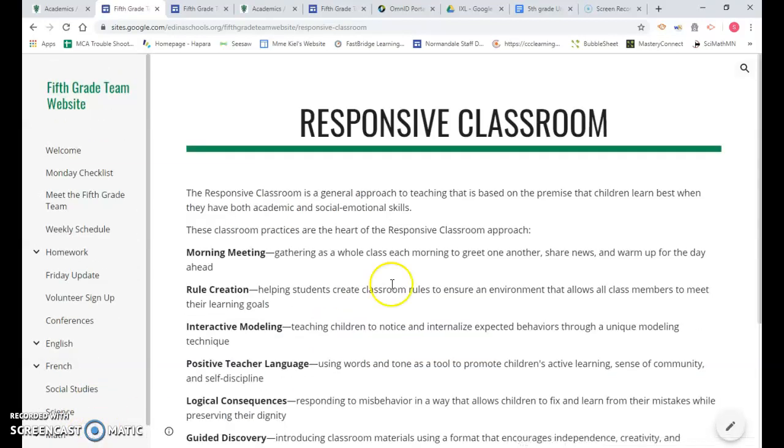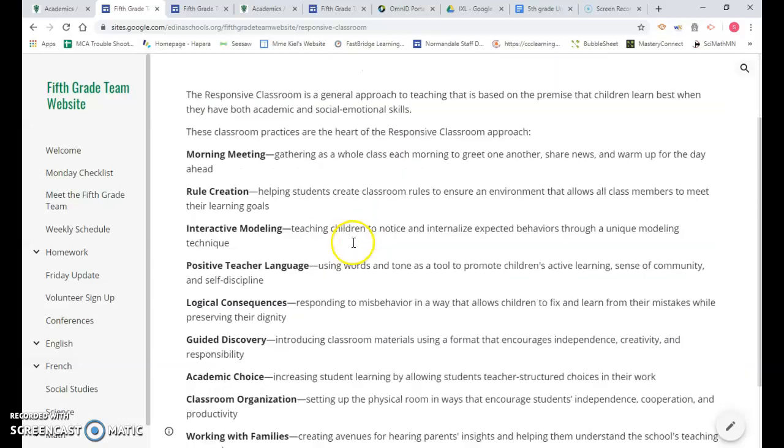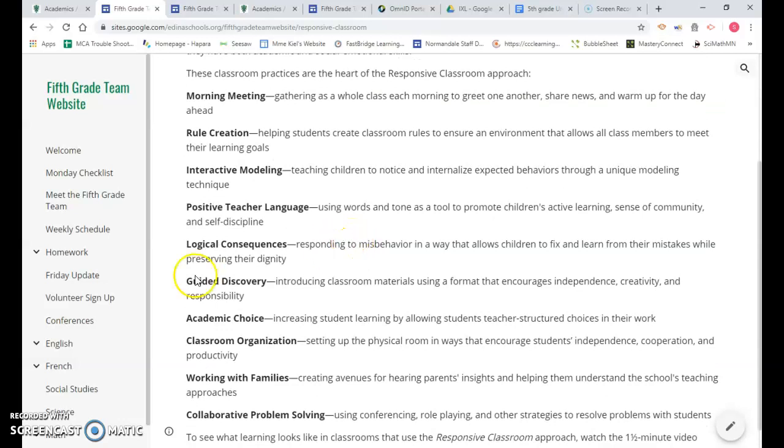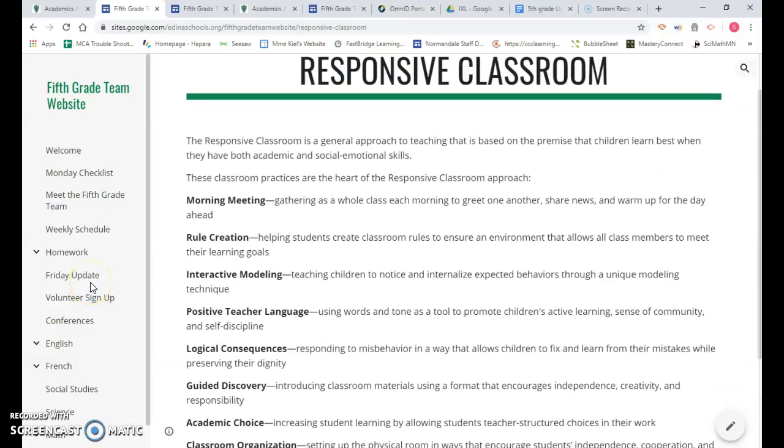down, we have a description of responsive classroom, and this is a general approach to teaching that is based on the premise that children learn best when they have both academic and social emotional skills. And so these are some of the practices that we adhere to in 5th grade. So if you want to read more about that, it's there.